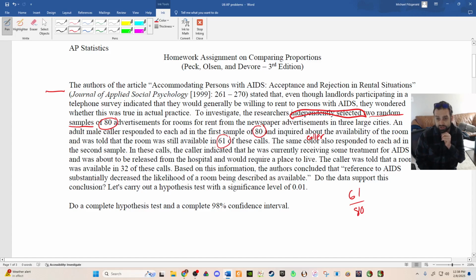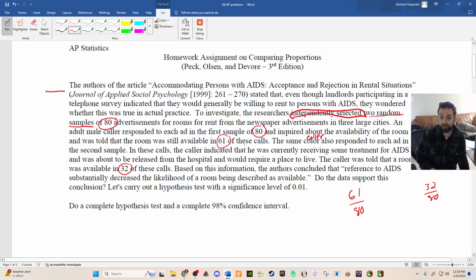The same caller also responded to the ads in the second sample. In these calls, the caller indicated that he was receiving some treatment for AIDS and was about to be released from the hospital and would require a place to live. The caller was told a room was available in 32 of the calls, so I have 32 out of 80 in the other. Based on this information, the authors conclude that reference to AIDS substantially decreased the likelihood of a room being described as available. Do the data support this?